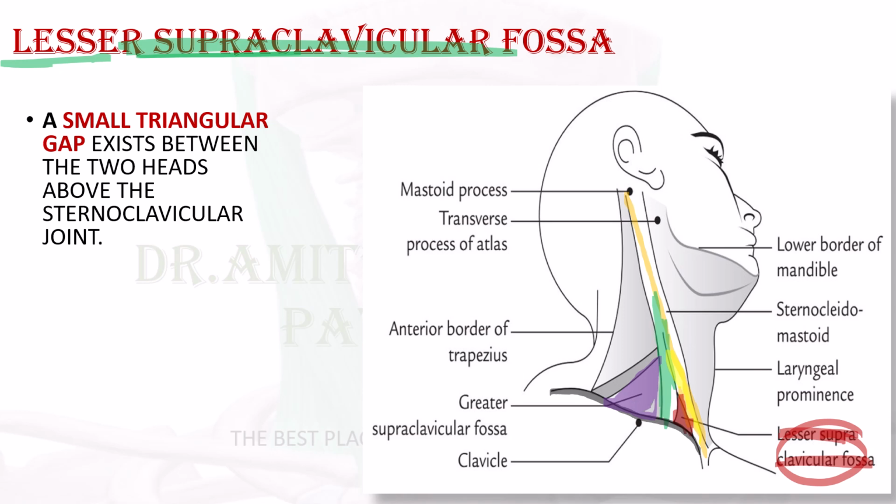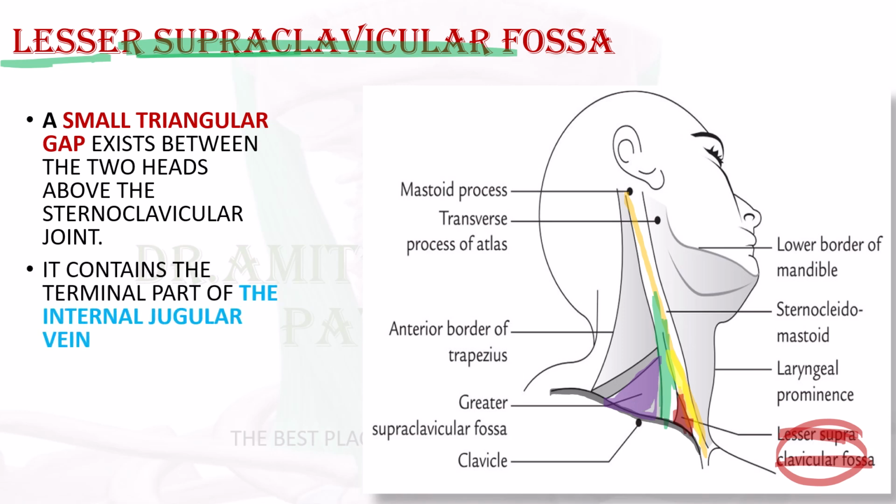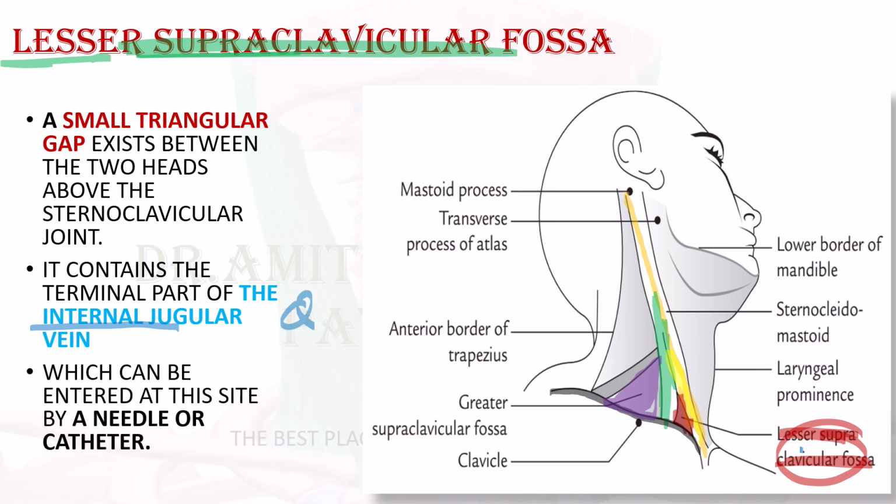What is the content of this lesser supraclavicular fossa? It contains the internal jugular vein, and in this area we can catheterize the internal jugular vein. So its applied anatomy, children, is that we can do catheterization of the vein here.